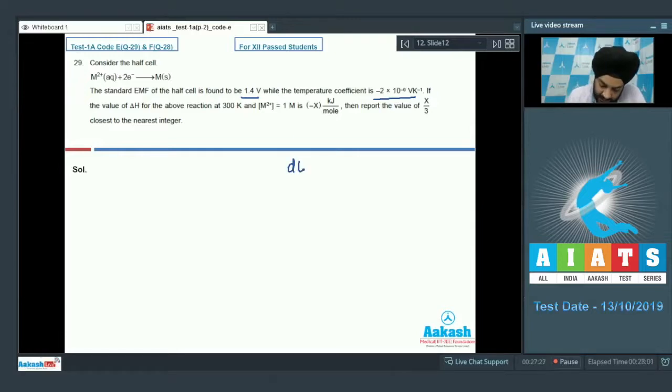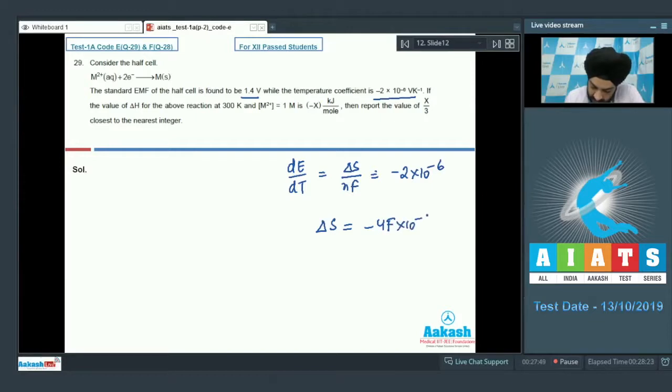Students, if we talk about the temperature coefficient which is given to us, we know that dE by dT is equal to delta S by nF. So the value of n is equal to 2. This value given to us is equal to minus 2 into 10 to the power minus 6. So we can clearly see that the value of delta S comes out to be equal to minus 4 into F into 10 to the power minus 6. We can now talk about the delta H for this reaction, students.